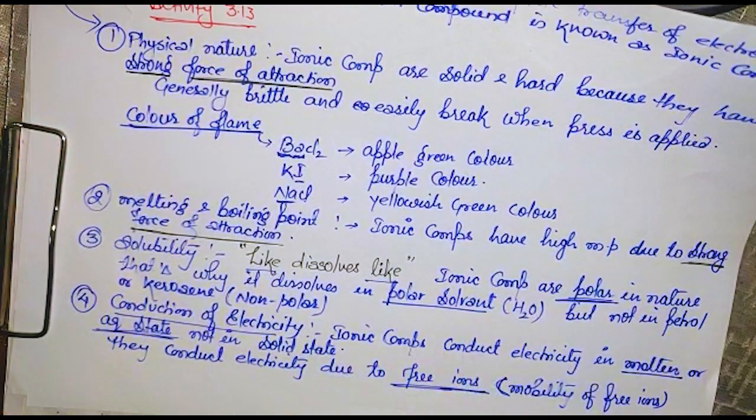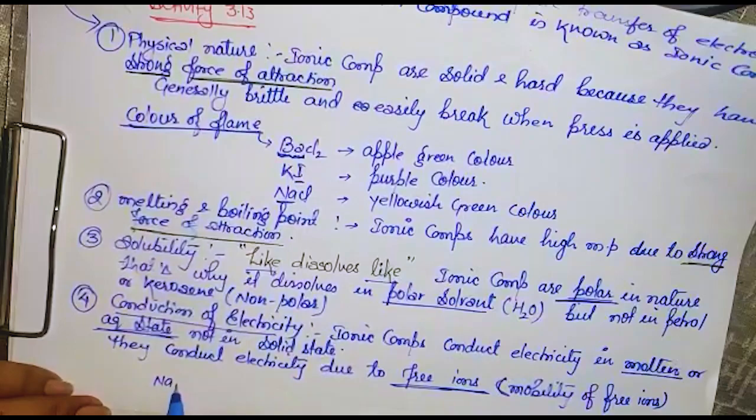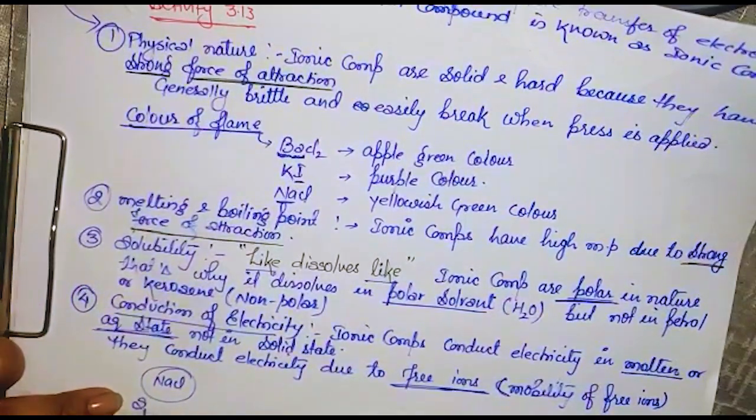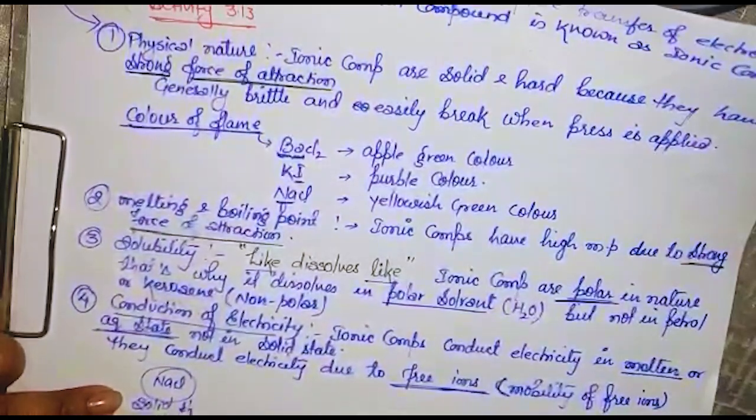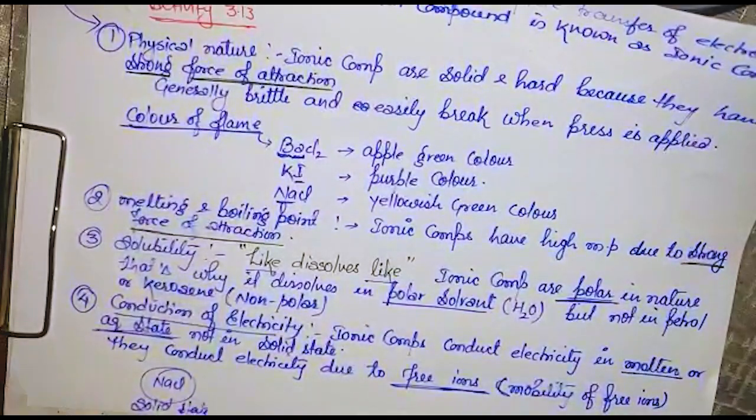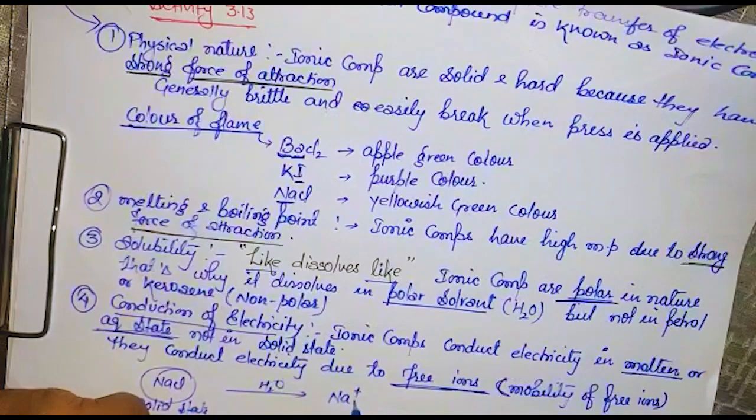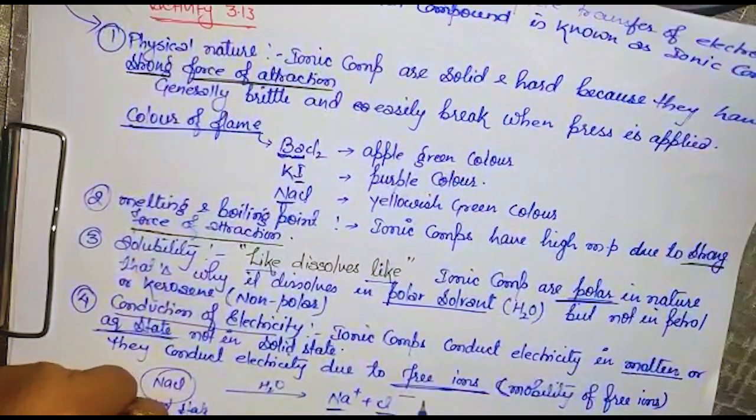See, in the solid state, whenever we talk about solid state, it is like NaCl. So there is no ion in this case. So that's why in the solid state, it doesn't conduct electricity. Okay, it doesn't conduct. But whenever it is dissolved in water, if we add water in this, what will happen? This will split into Na plus and Cl minus. So due to this, free ions are there, no?